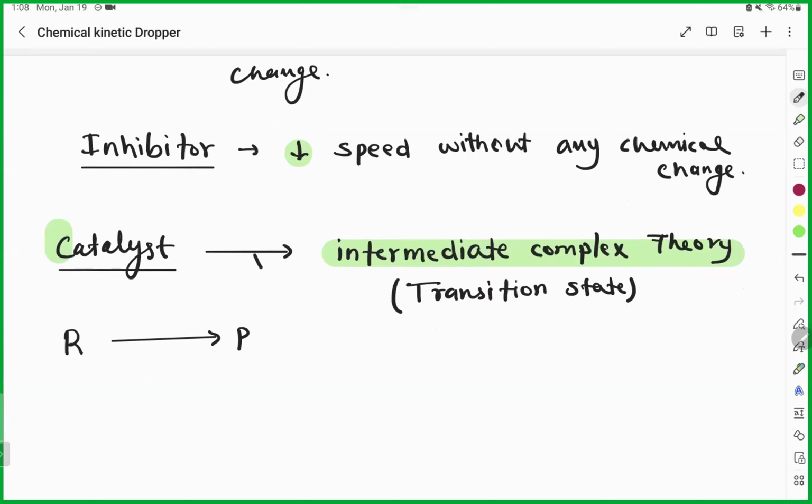What is the role, Jordan, of this catalyst? How does it act? What is the important impact of this? So the catalyst lowers the activation energy, therefore promoting faster reaction.